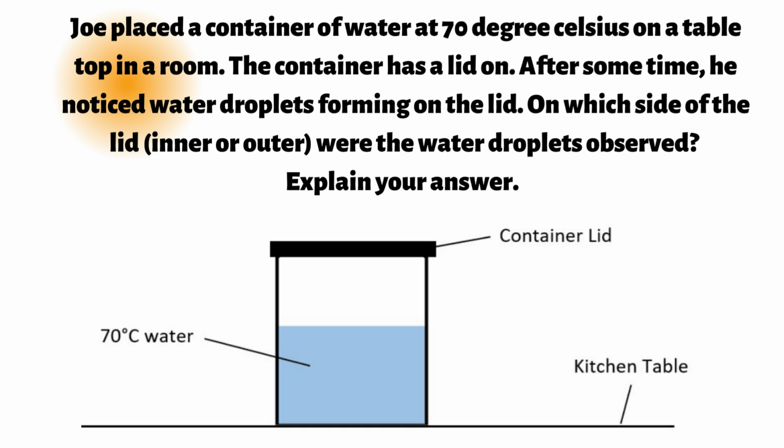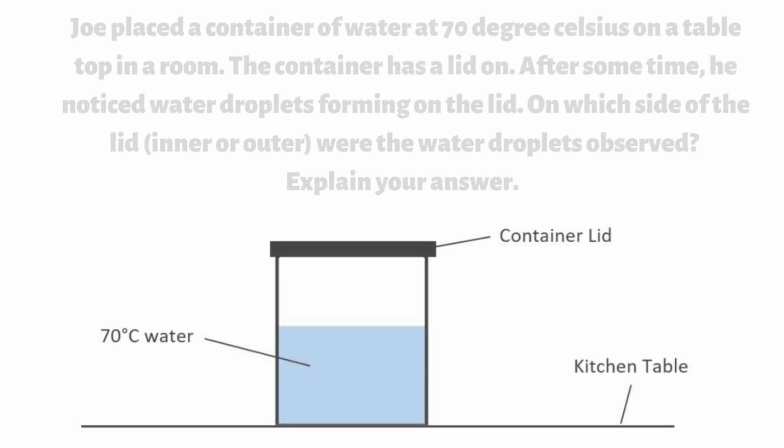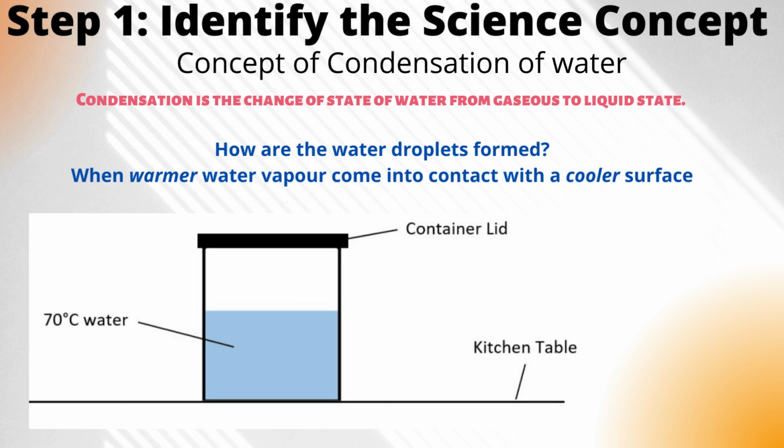So let's relate back to this question. Identify what the science concept is here. Since the question is asking about water droplets, and water droplets are in the liquid state, it's asking you how the water droplets are formed. So very likely this is about condensation of water, where the droplets were formed through condensation. That means it first started from the gaseous state, and then turned into the liquid state.